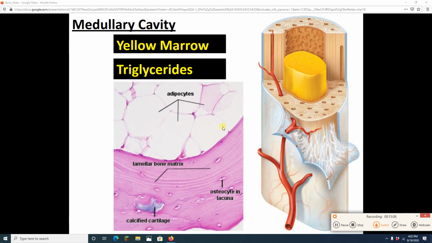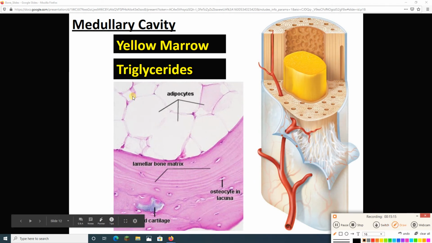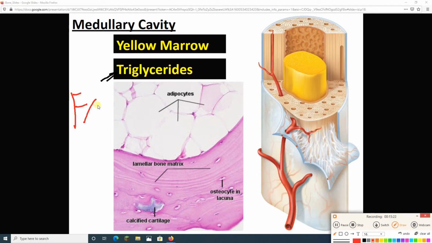What do we see here? We see adipocytes. If we have adipocytes, we know we have adipose tissue. We know we are storing fat. In other words, we are storing triglycerides. And why are we storing fat? For energy. So that's why we have fat, for energy storage in our medullary cavity, in our yellow bone marrow.